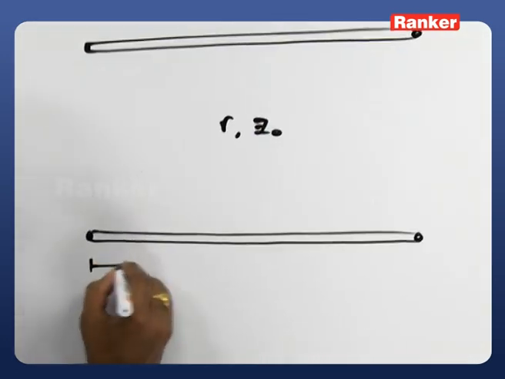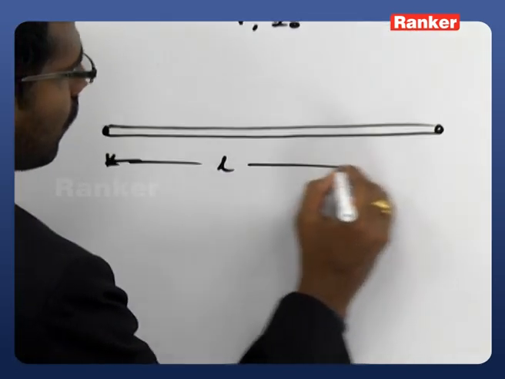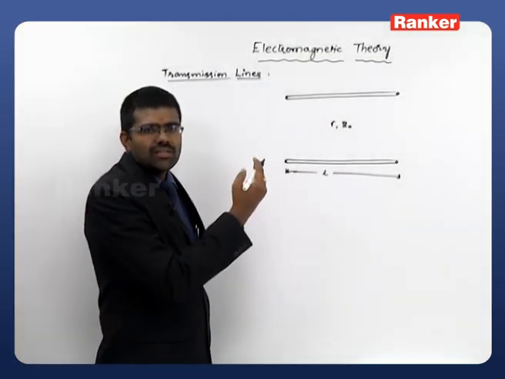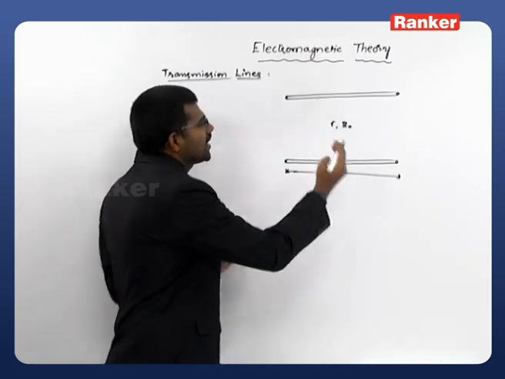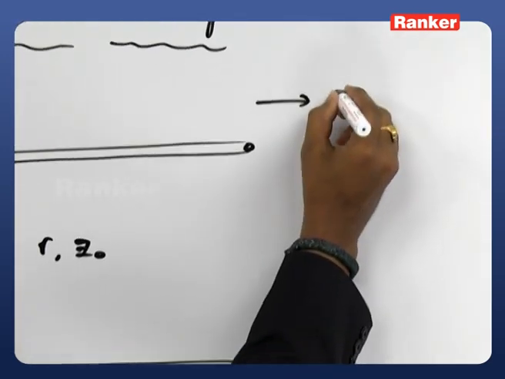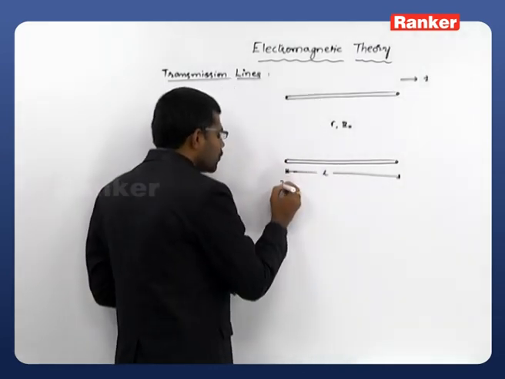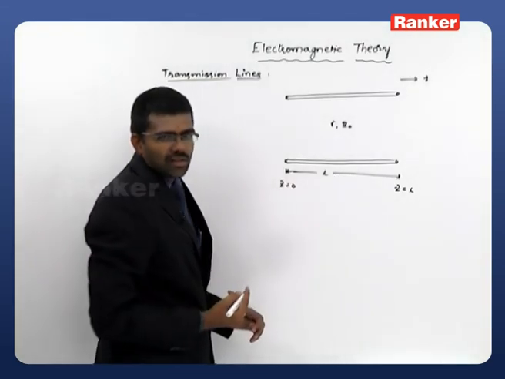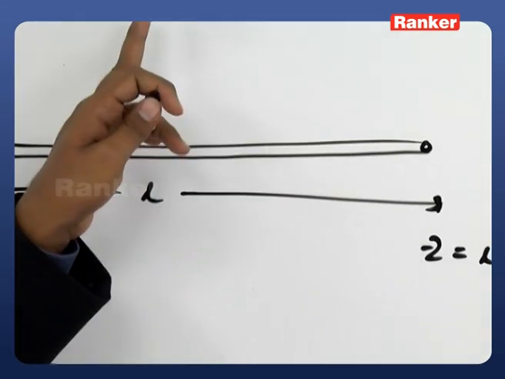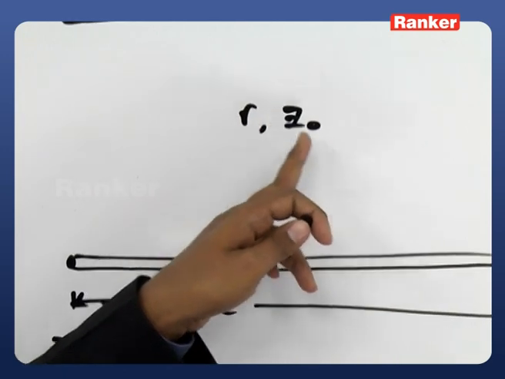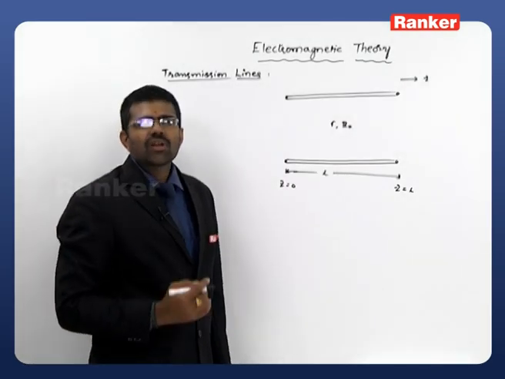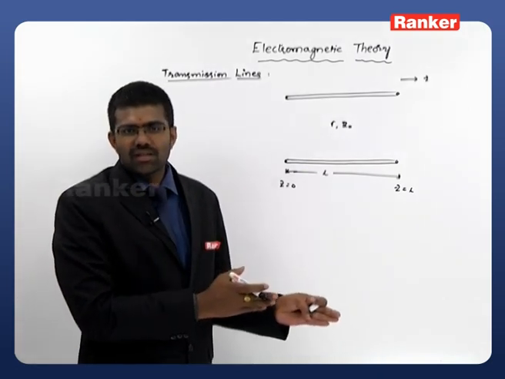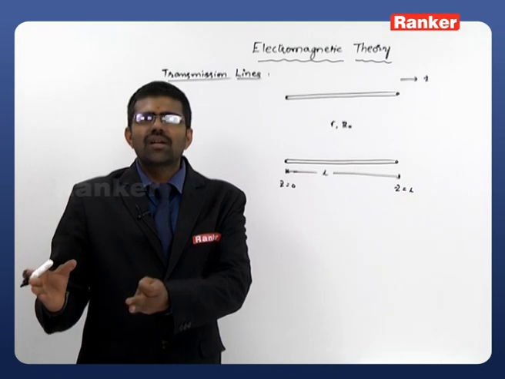Let us take the length of the transmission line as L, and for mathematical convenience I am considering the length of the transmission line along the z axis, extending from z equals 0 to z equals L. This transmission line is characterized by its propagation constant gamma and characteristic impedance Z0. For every transmission line, we have to connect one source or generator at the input end and one load at the output end.